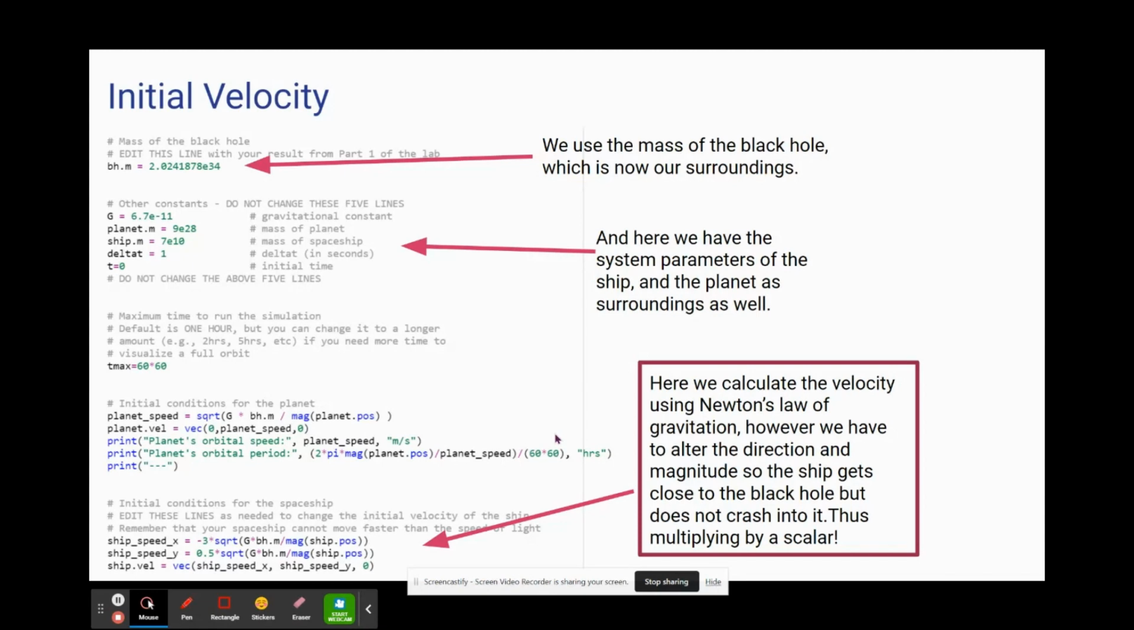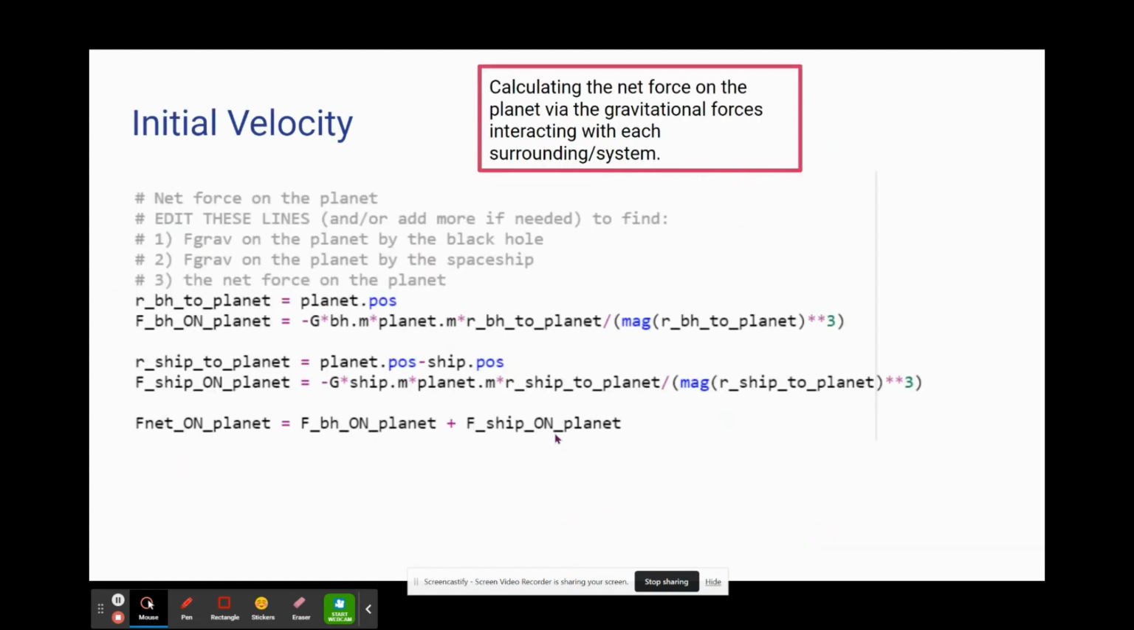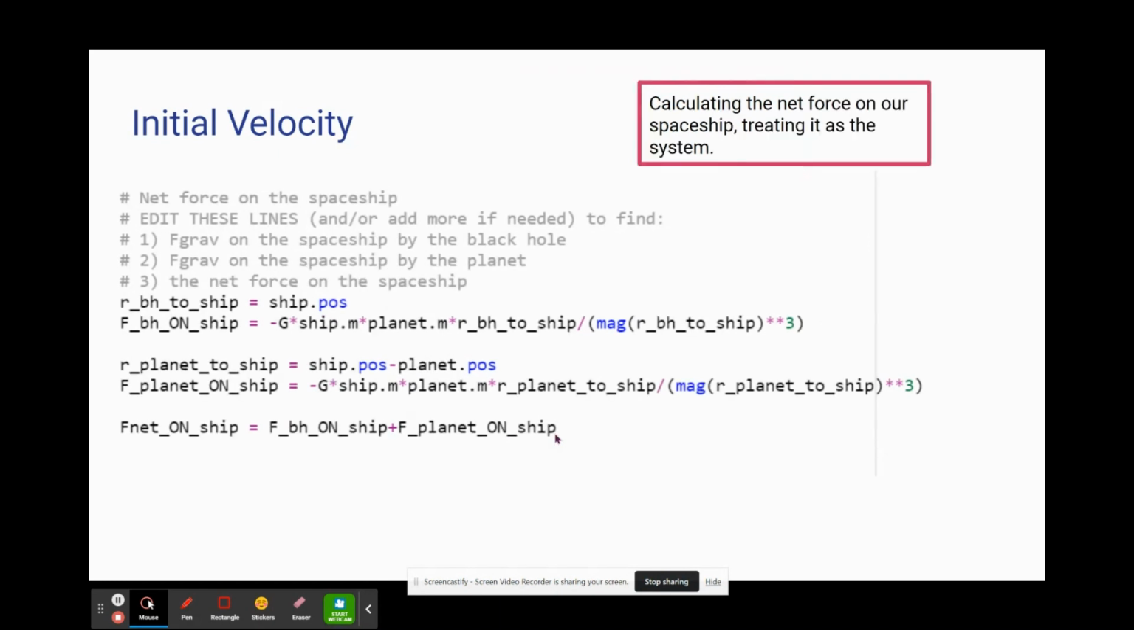Here we calculate the velocity using Newton's law of gravitation. However, we have to alter the direction and magnitude so the ship gets close to the black hole, but doesn't crash into it. And therefore, I messed with it and multiplied it by scalars. So calculating the net force on the planet via the gravitational forces interacting with each system and surroundings will give us these forces and the relative distances. And here we calculate the net force on our spaceship, treating it as the system.